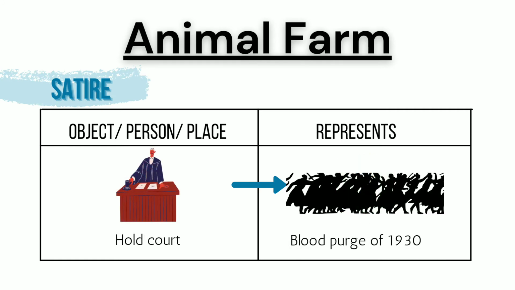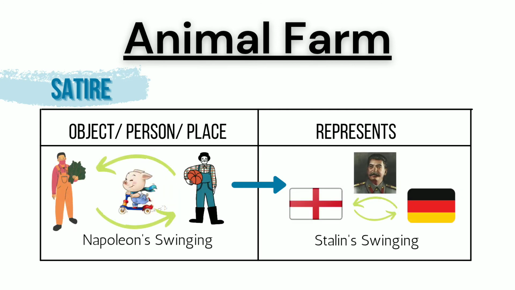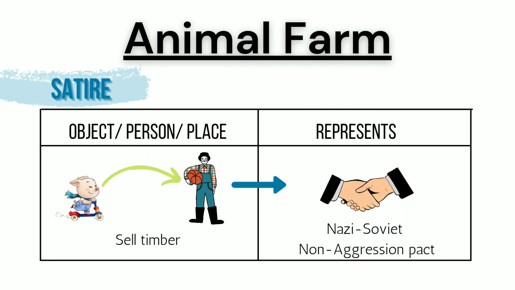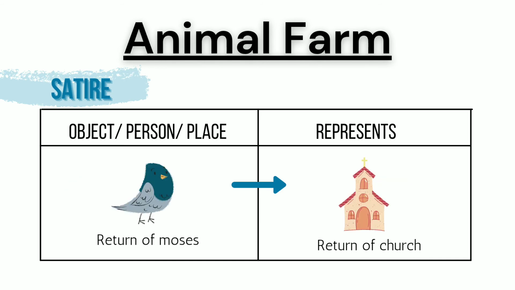Next, Napoleon held court and four pigs confessed to being in league with Snowball. This indicates the blood purge of 1930. When Napoleon swings between Mr. Frederick and Mr. Pilkington, it represents Stalin swinging between Germany and other European countries before World War II. And Napoleon's decision to sell timber to Mr. Frederick signifies the Nazi-Soviet non-aggression pact. The return of Moses, the Raven, indicates the return of the church.